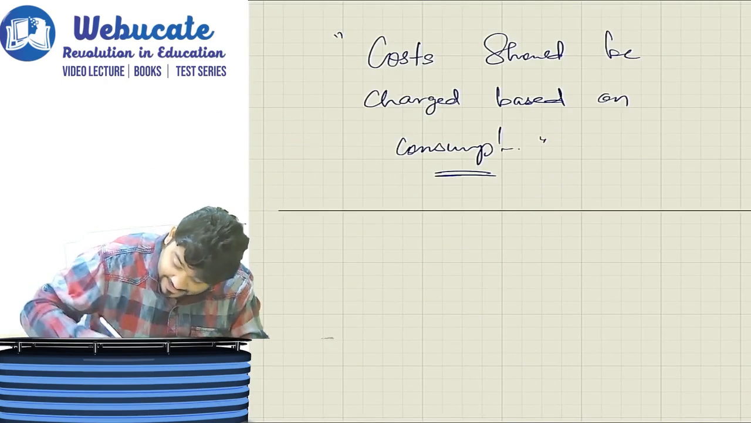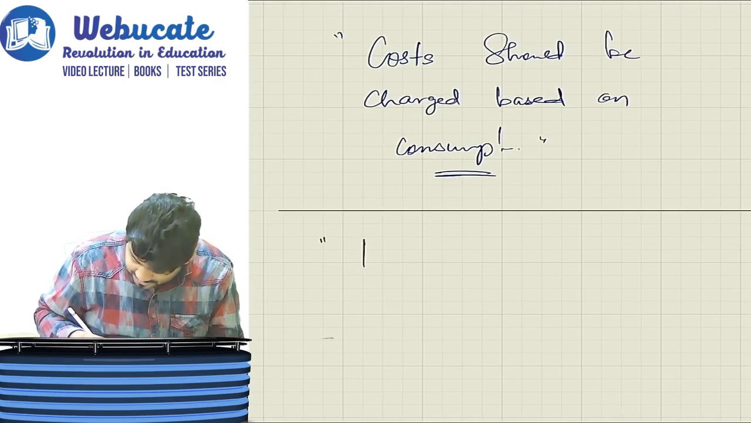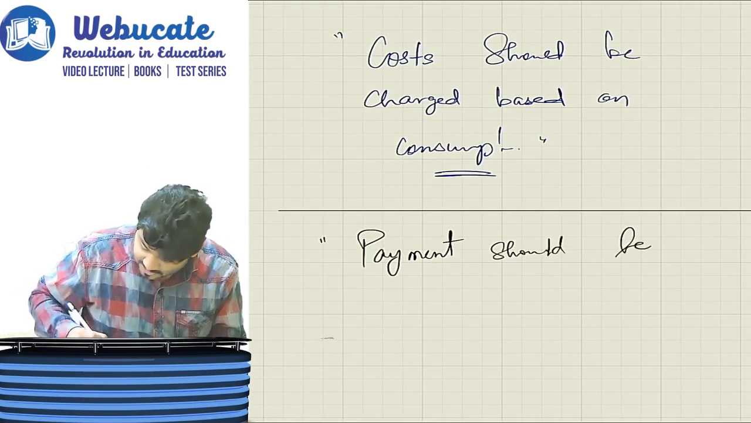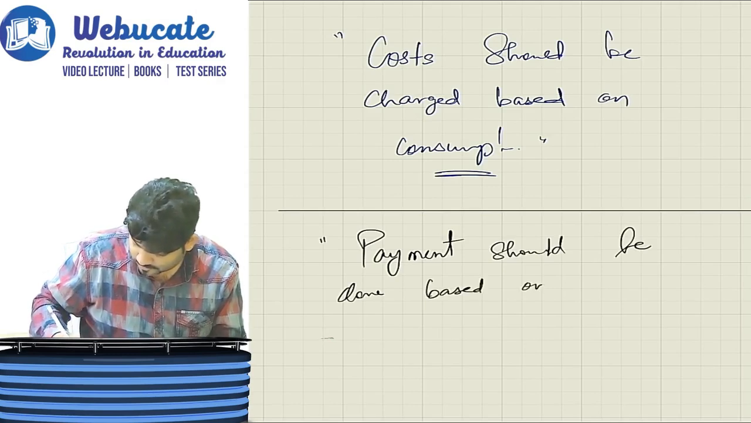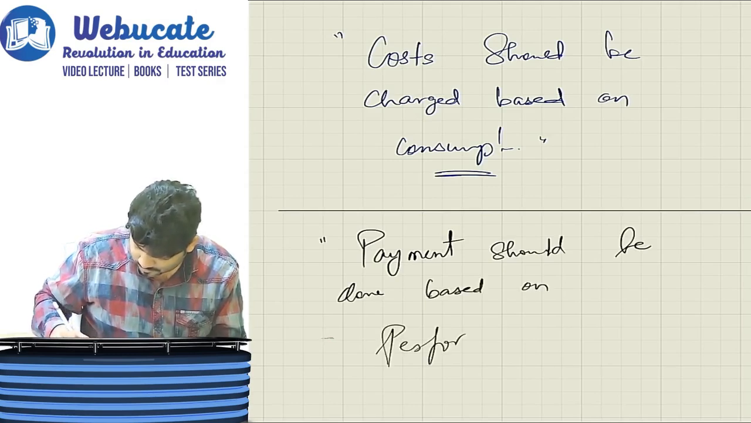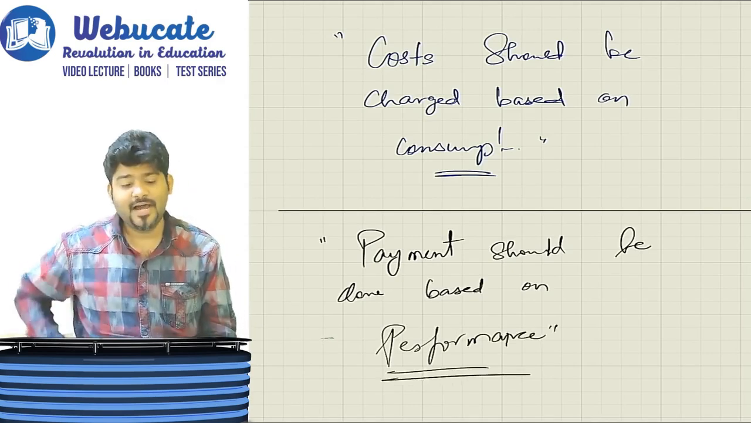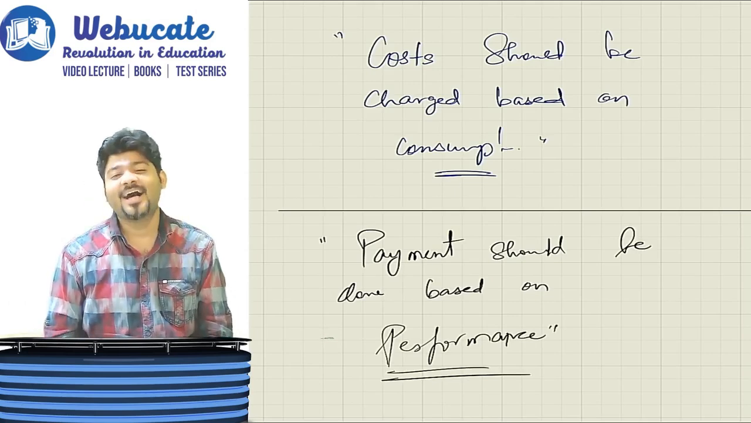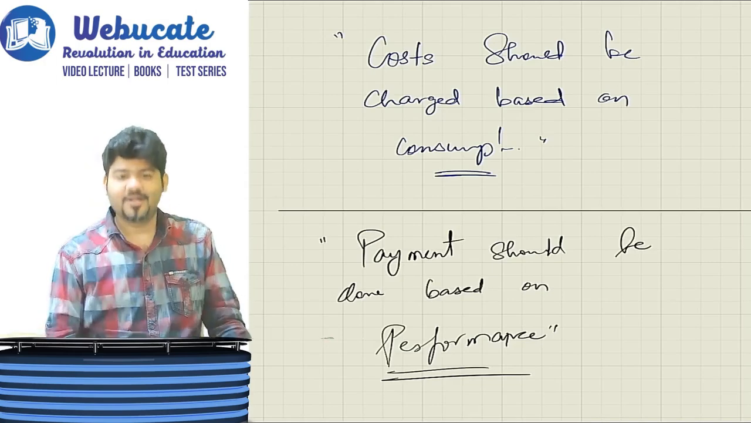And this is how we will try to understand all the concepts. Cost should be charged on consumption, and payment should be done based on performance. Payment should be done based on performance. Samjhi guru? Okay, finally, we are done with all the examples.